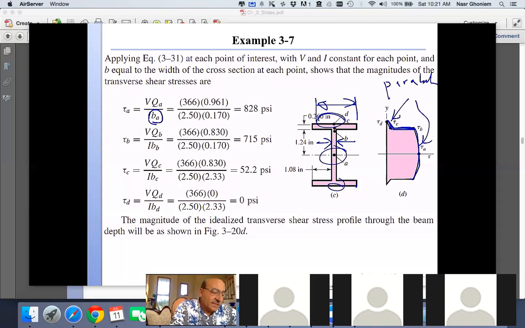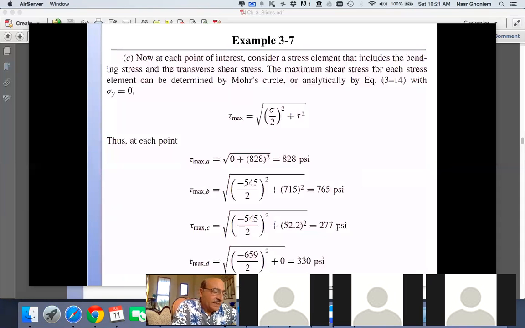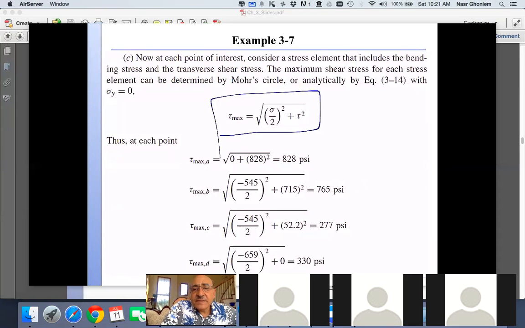So that's what's next here, the idea of combining. When we combine, I want to find the tau max. And the tau max, in this case, I have only sigma x, there's no sigma y. So it'll be the square root of (sigma x over 2) squared plus tau squared. So the tau max formula from Mohr's circle becomes simple, and I can apply it to points A, B, C, D to find where the maximum shear would be.